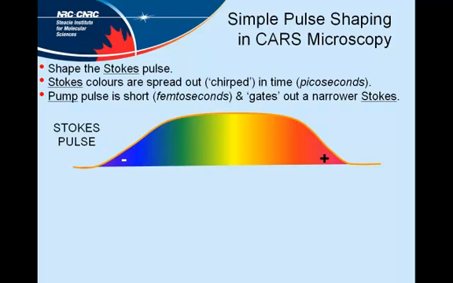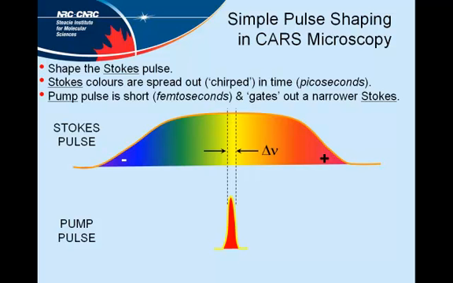So here's the simplest possible idea. The simplest kind of pulse shaping you can do is just called chirping, which is stretching out the pulse. We agreed that the Stokes pulse was way too broad, and that was really the problem. There were way too many colors there, and we weren't going to get good Raman resolution. So I say, let's stretch it out in time. You can do this by just linear dispersion, but we're going to keep our pump pulse short.